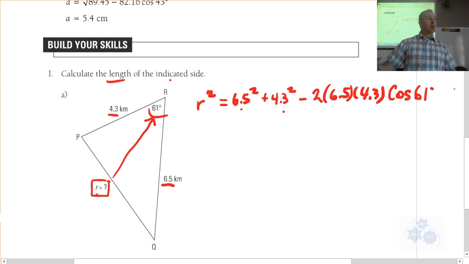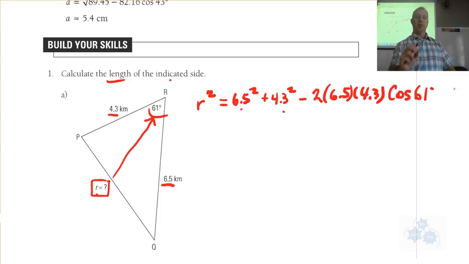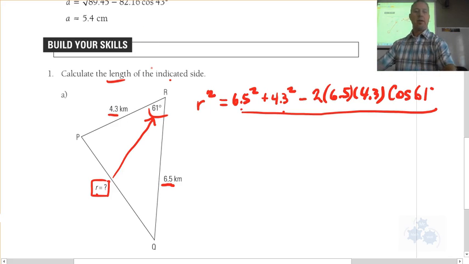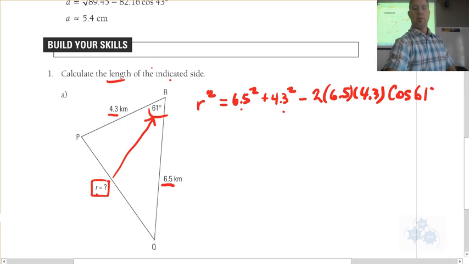Okay? So why don't you go ahead and evaluate that on your calculator, just to make sure that you can do that on your calculator. And remember, this is squared, so we're going to have to take the square root once you get this side all figured out. So take a minute to try that on your own.